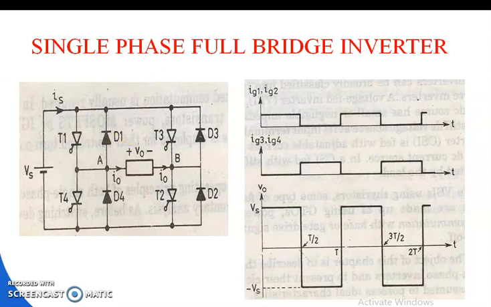Then come to the second diagram, that is whenever T3 and T4 are turned on. During T3 and T4 turning on, the path of the current will be Vs, T3, load, then T4. In this way it will continue its cycle. Whenever T3 and T4 are turned off or commutated, the path of the current will be load, then D1, then Vs, then D2, and again the load. That is, the current now flows from the load to the source through load, D1, Vs, D2, and again the load. In this way it will continue its cycles.